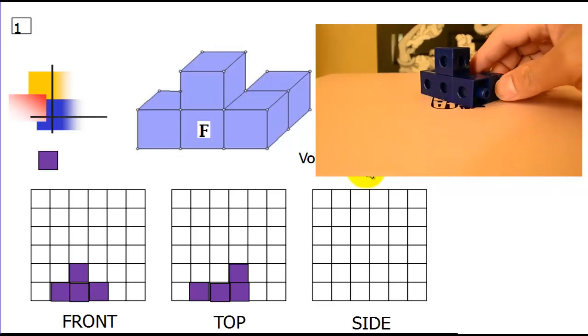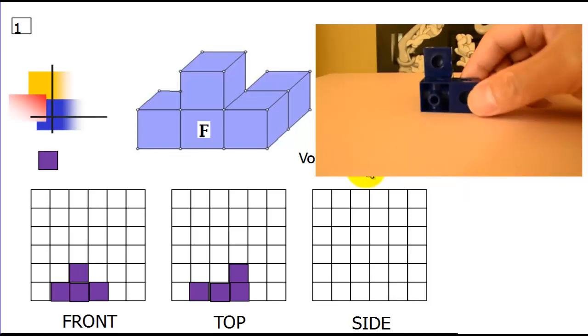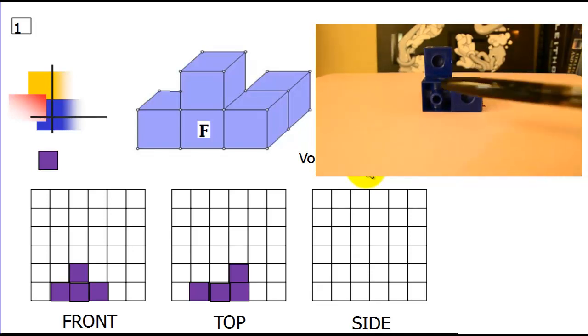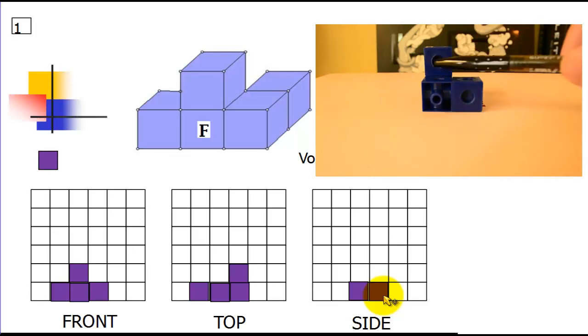Next, the side view looks like this. So we have two squares at the bottom, and then we have one square. Alright, here we go. That's how you find the front, top, and side view of this three-dimensional figure.